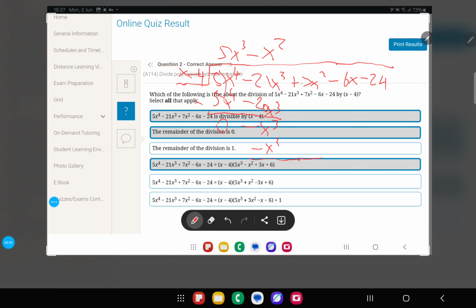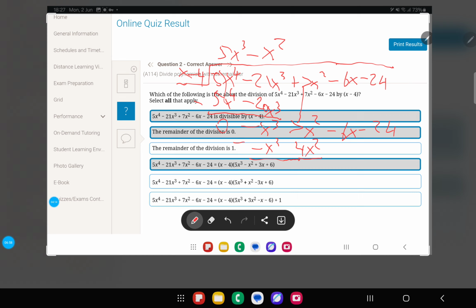Right, I forgot to do an important step. We're going to bring down the other numbers: 7x squared minus 6x minus 24. Now, of course, we need to multiply the negative x squared by negative 4 too. So negative x squared times negative 4 is going to be 4x squared. Alright? So that's it.